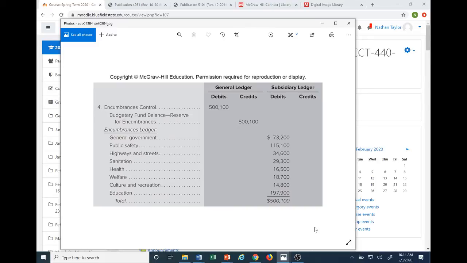But here, once again, we're just showing the subsidiary ledger, the itemized breakdown of why we're encumbering the funds. So we are encumbering $73,200 for general government, $115,100 for public safety, and so on and so forth. Highway, streets, 34.6. So we get it, right? That's what we encumbered it for.